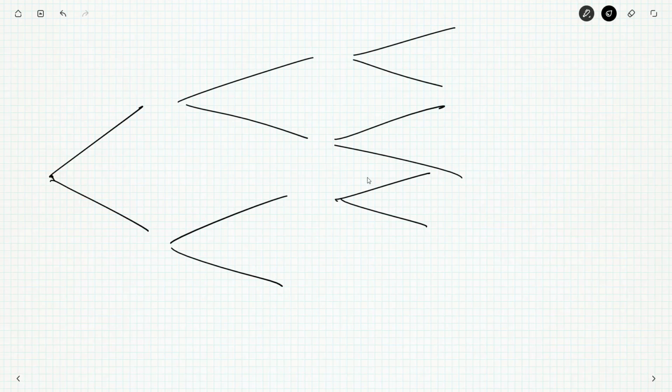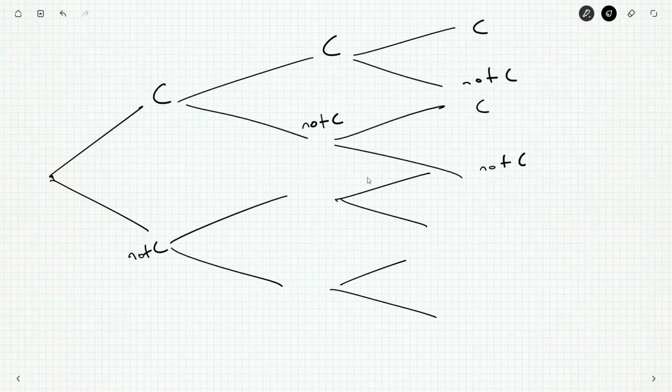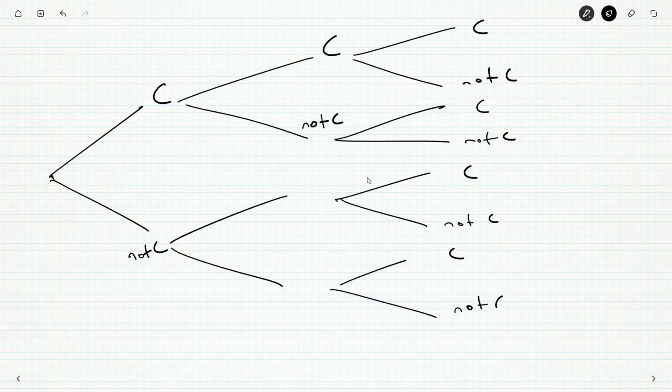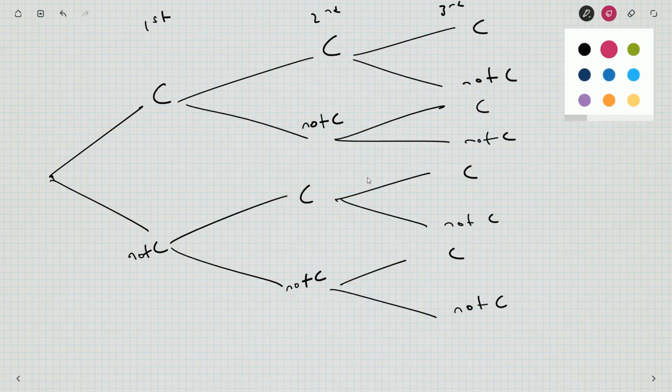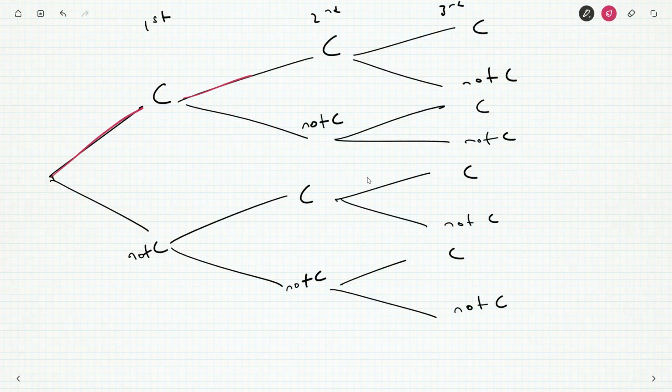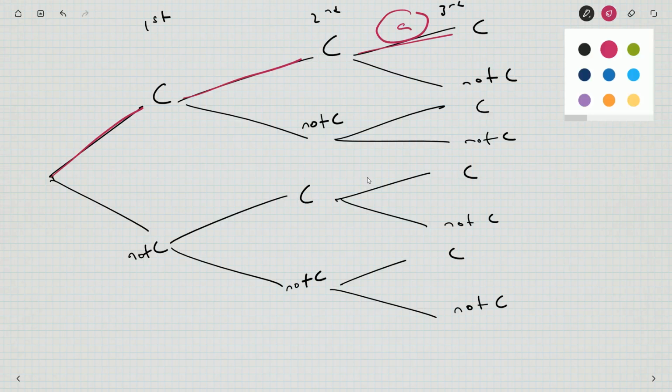I don't feel the need anymore to write C and not C, but I guess I'll write it because I'm presenting, and because you should write it so that your diagrams are clear. And let's make our diagrams clear by not having overlap. So we'll put not C here, C, not C, C, not C, C, and not C. And you should label the top first question, second question, third question. Okay, once again, we want the students who got correct, correct, correct. So we're interested in this. I'll call it A again.